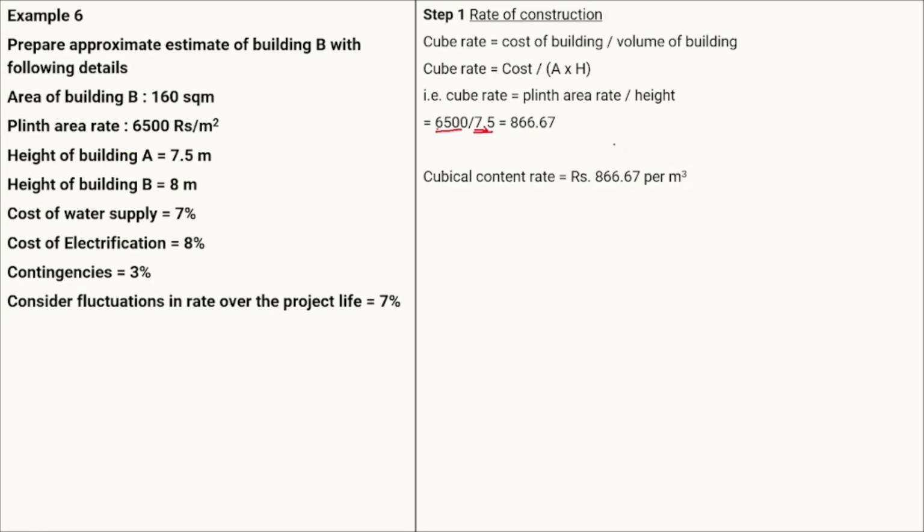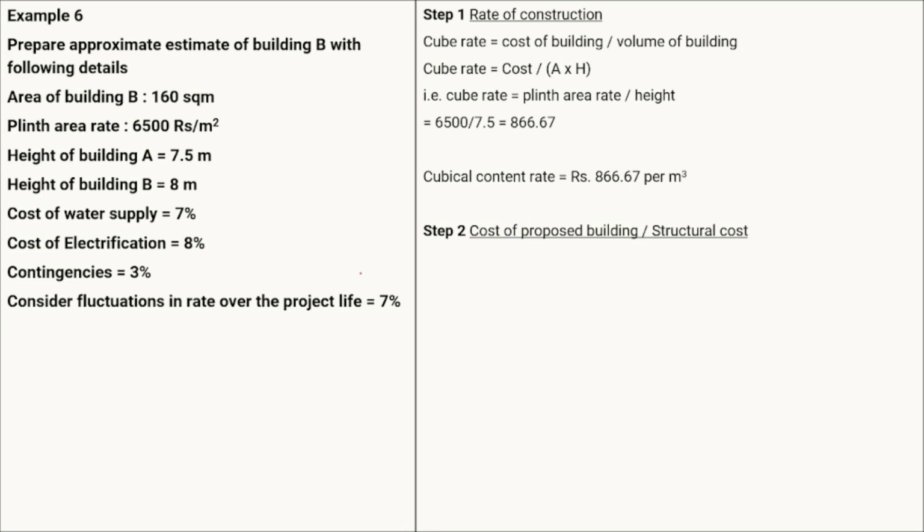Remember our formula to convert the cubical content rate into the plinth area rate and the plinth area rate into the cubical content rate. The formula is cubical content rate equals plinth area rate divided by the height of the reference building. Here the reference building is important, so you are going to divide by 7.5. Once we have the cubical content rate, the numerical is quite similar to the previous numerical.